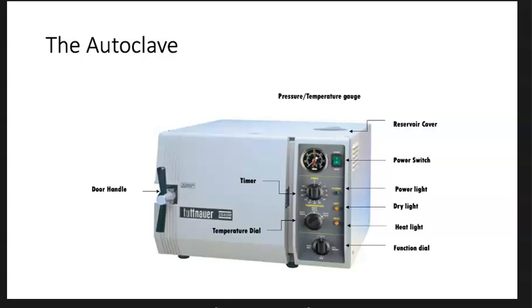The reservoir cover at the top covers the port where water can be added. We always have to make sure that we're using deionized or demineralized water, as that can accumulate within the machine and cause it to fail. There are pressure and temperature gauges. A timer can be set for whichever type of sterilization method you need or whatever packs you have inside, and a temperature dial to choose for packs that are wrapped or unwrapped.